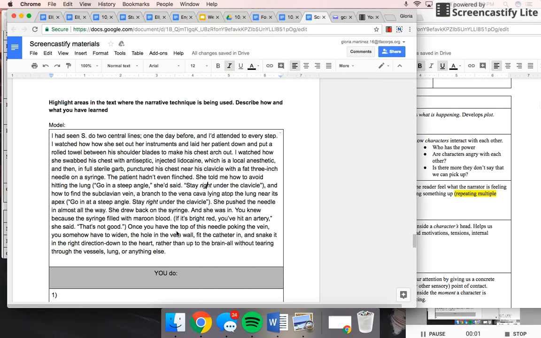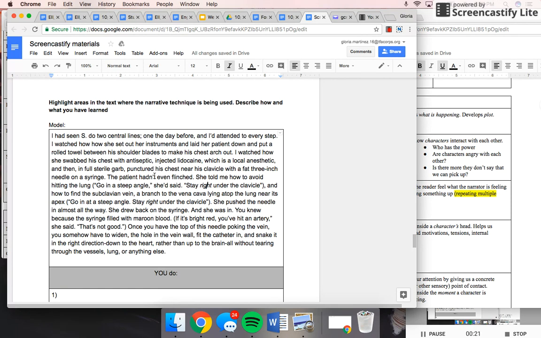All right, so I'm going to begin reading this, and then we're going to decide which narrative technique is best shown over here. It says, I had seen S do 2 central lines, one the day before, and I'd attended to every step. I watched how she set out her instruments and laid her patient down and put a rolled towel between his shoulder blades to make his chest arch out.